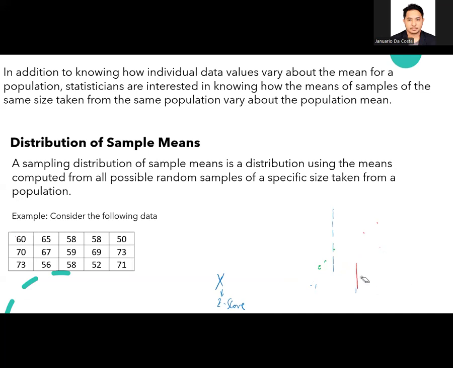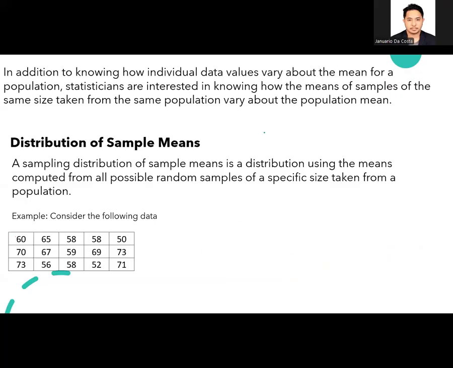Now I want to talk about a new concept. We call it the central limit theorem. What it says is that, in a population, you will not only have 10 or 20 or 40, you will have hundreds of population, right?